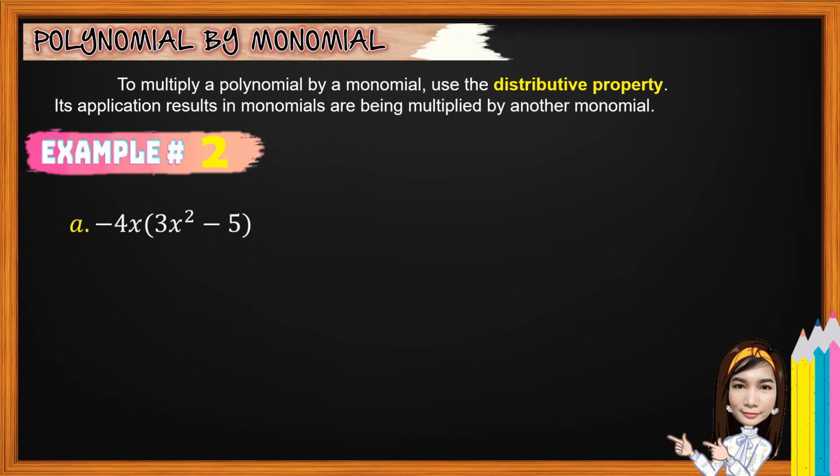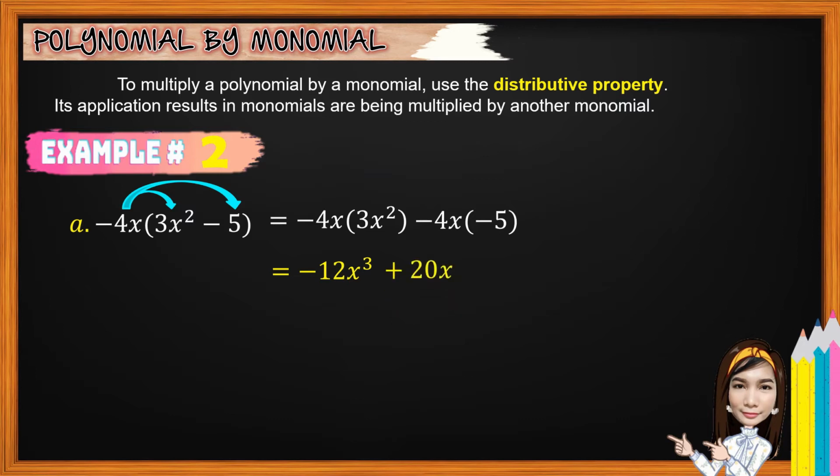For letter A, we have negative 4x times the quantity 3x squared minus 5. Distribute negative 4x on the first term. We have negative 4x times the quantity 3x squared. Distribute negative 4x on the second term, we have negative 4x times the quantity negative 5. Then, multiply the numerical coefficients. Negative 4 times 3 is equal to negative 12. Then, copy the same base x, add the exponents 1 plus 2, we have 3. Then, multiply negative 4 times negative 5, we have positive 20. Then, copy x. So, the product is negative 12x cubed plus 20x.